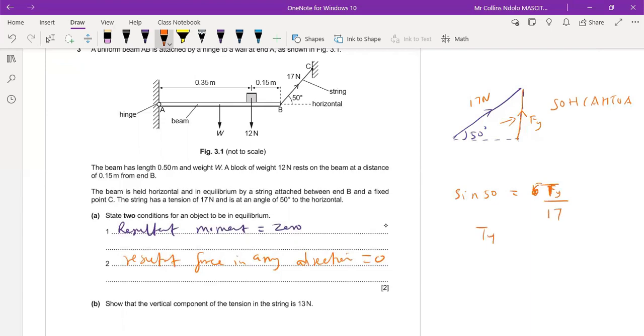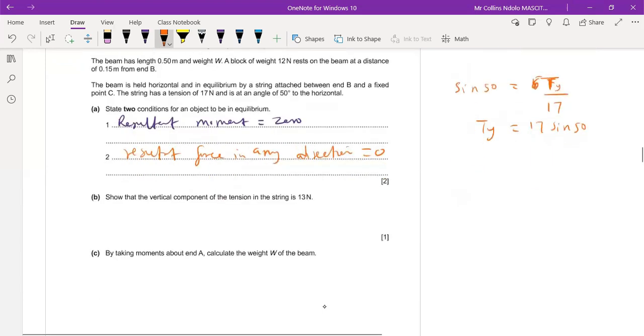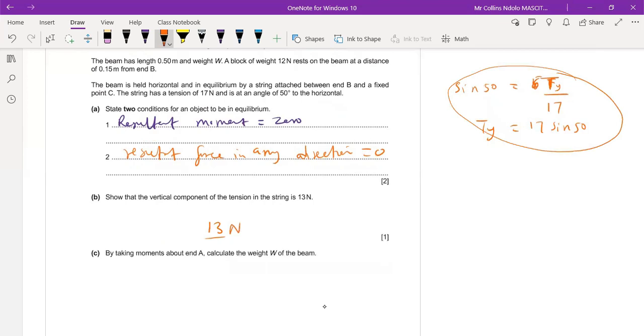So that means that Ty will be equal to 17 sine 50. So 17 times sine 50 gives us 13.022. Therefore we have shown that that is 13 Newton. Now you need to know that for a question that asks you to show, you must clearly show what you're doing. That is when you're able to earn a mark for this, but just writing the answer will not give you a mark at all. So, by taking moments about A, calculate the weight W of the beam.